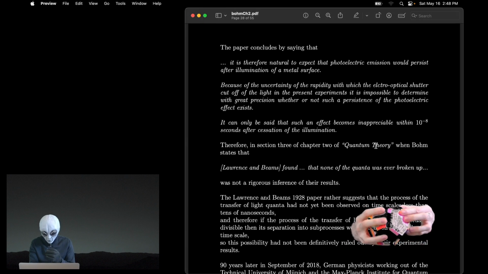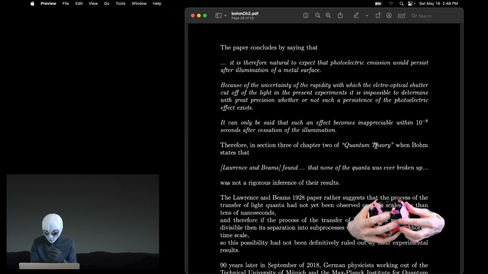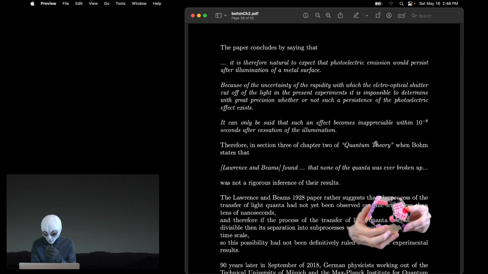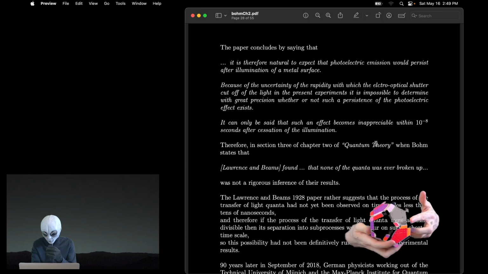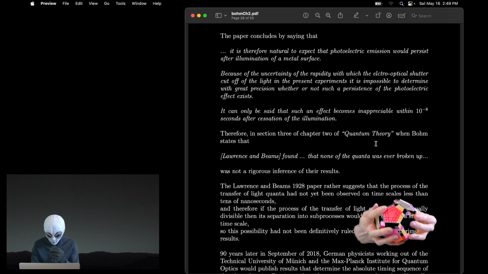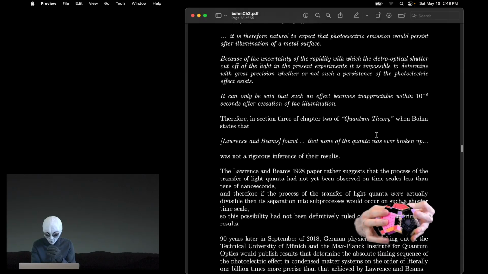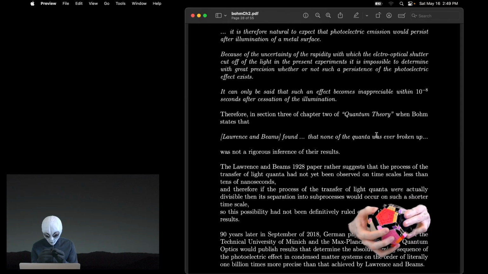The paper concludes by saying that it is therefore natural to expect that photoelectric emission would persist after illumination of a metal surface. Because of the uncertainty of the rapidity with which the electro-optical shutter cut off the light in the present experiments, it is impossible to determine with great precision whether or not such a persistence of the photoelectric effect exists. It can only be said that such an effect becomes inappreciable within 10 to the negative 8 seconds after cessation of the illumination.